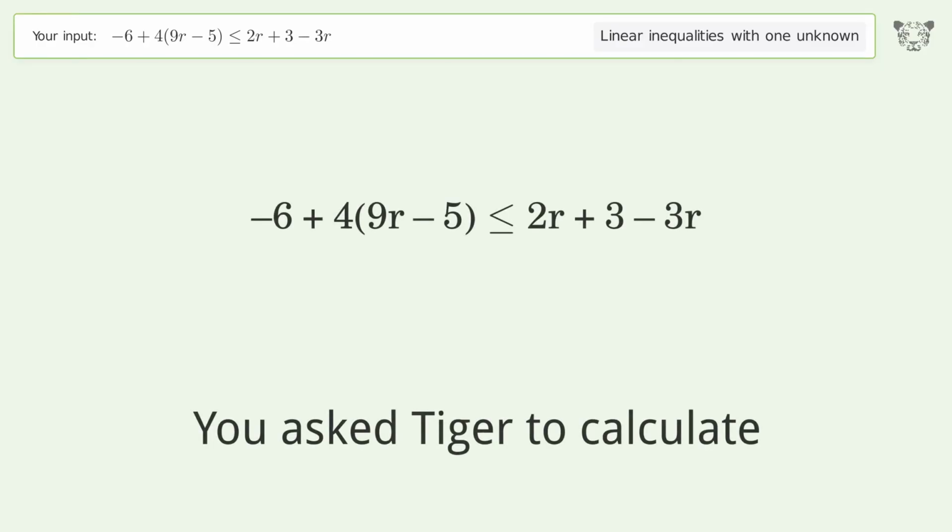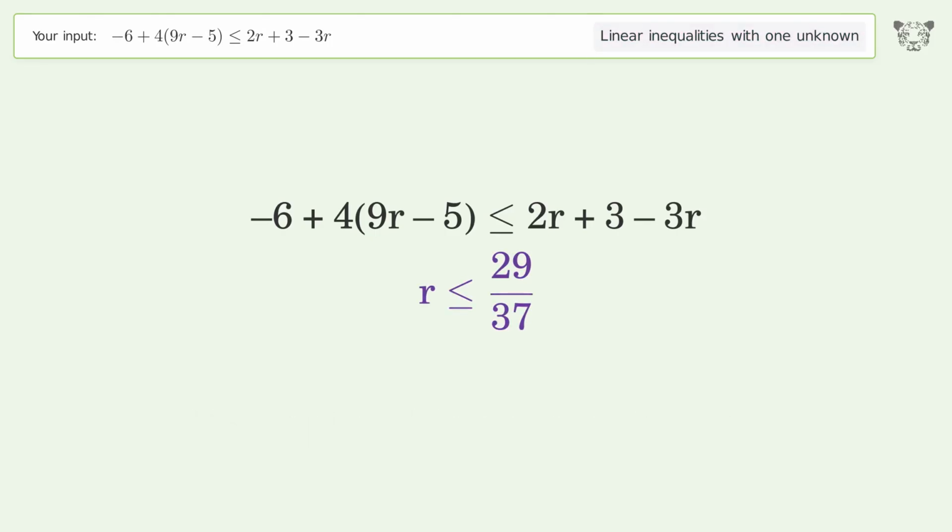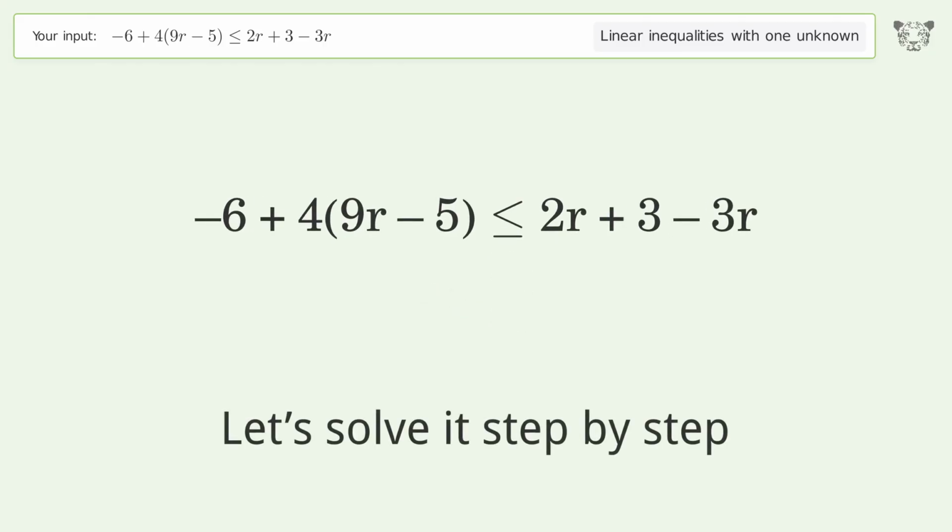You ask Tiger to calculate. This deals with linear inequalities with one unknown. The final result is r equal or smaller than 29/37. Let's solve it step by step.